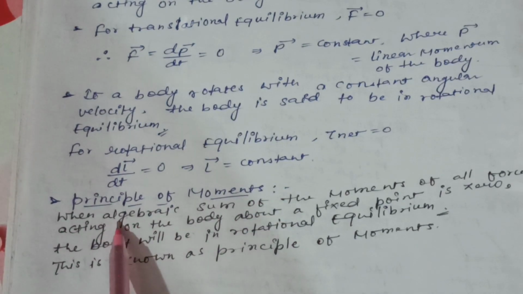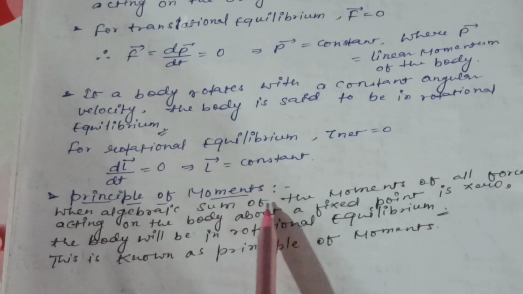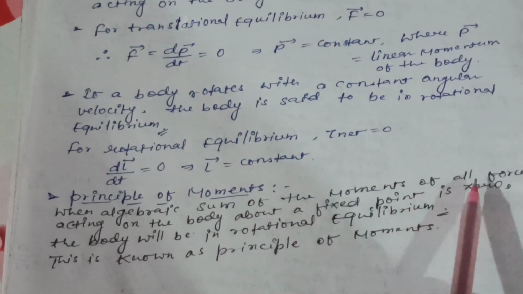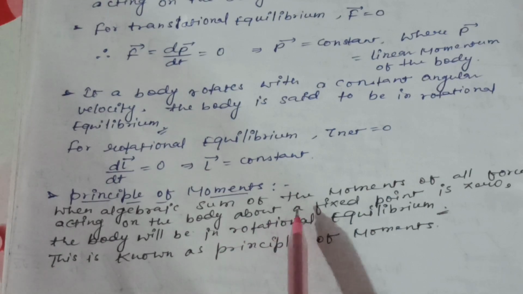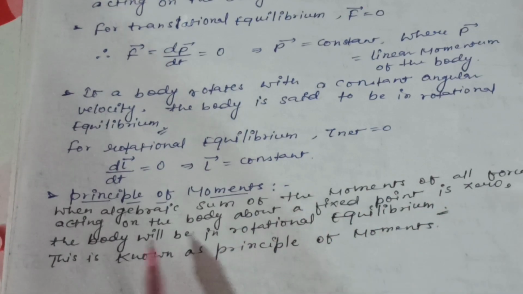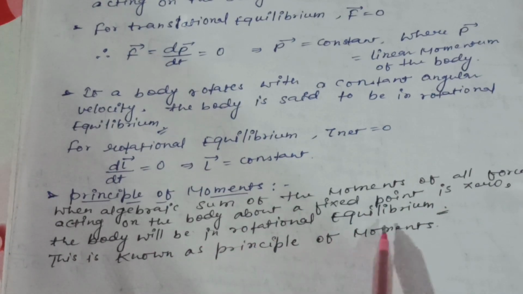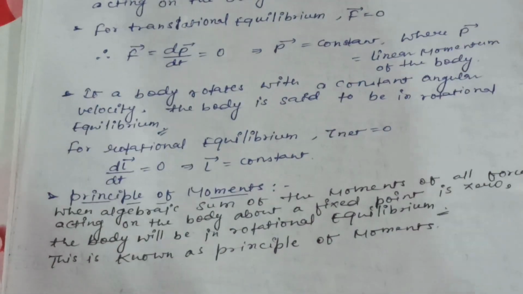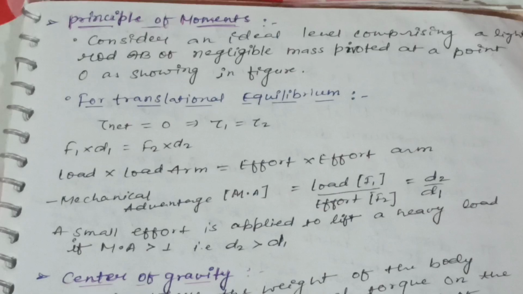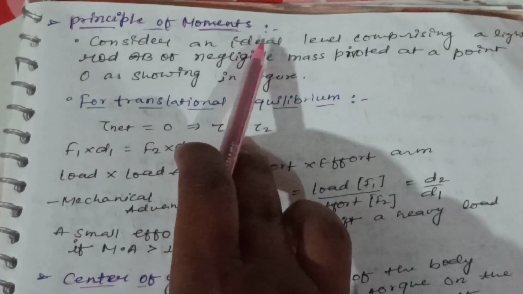When the algebraic sum of the moments of all forces acting on the body about a fixed point is 0, the body will be in rotational equilibrium. This is known as the principle of moments.